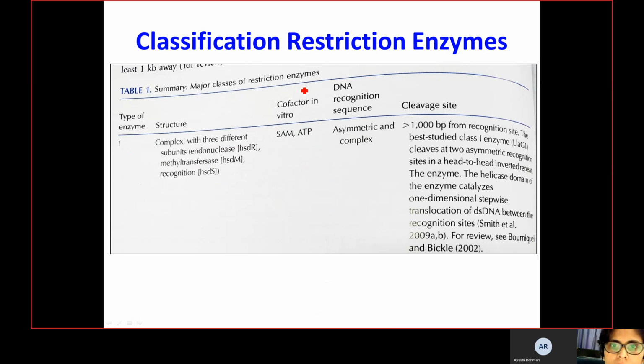As cofactors, they have S-adenosyl methionine and ATP for translocation activity. Apart from that, they cut asymmetric DNA. That means they do not have any symmetry, and the cleavage site is far apart. That means it cleaves while the translocation of the DNA is going on. So we will see a video of type 1 enzyme.